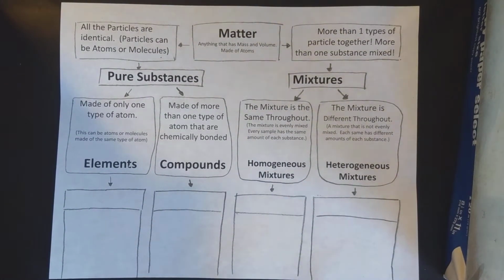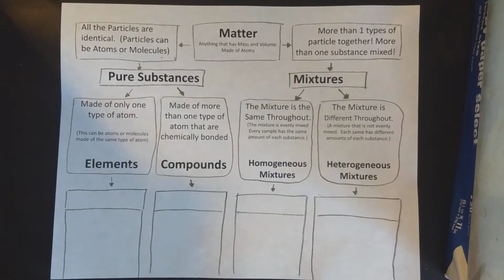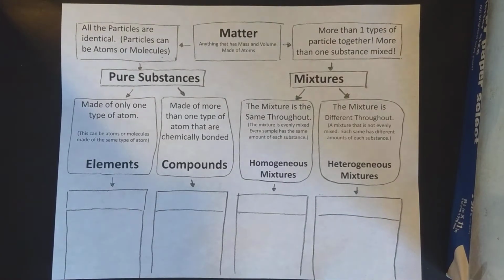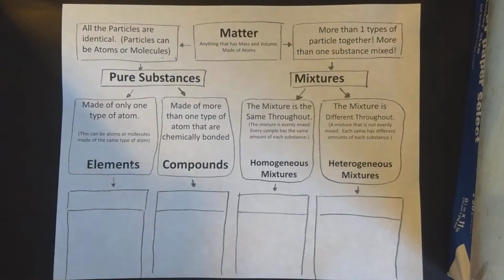Now, scientists split matter up into different groups to help us think about what they have in common and what makes them different from each other. Scientists always like to put things into groups. So these are some of the major groups of matter that we have.